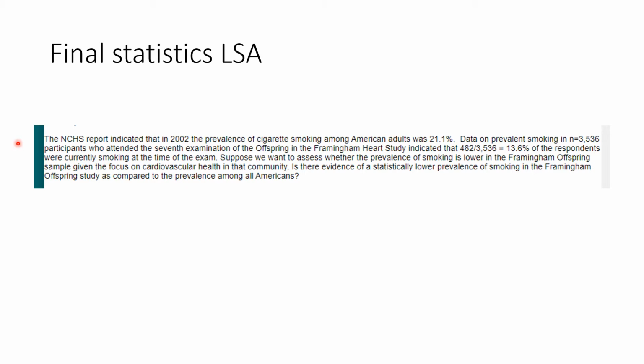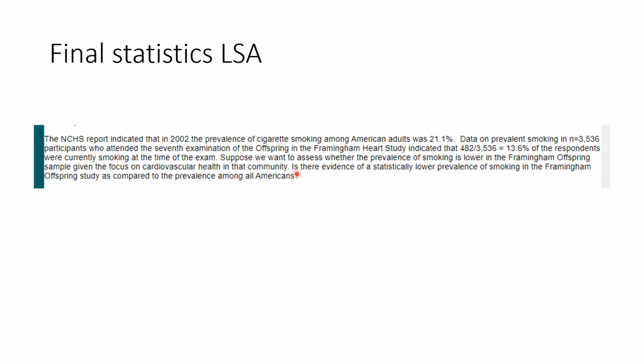The NCHS report indicated that in 2002, the prevalence of cigarette smoking among American adults was 21.1%. Data on prevalent smoking in N=3536 participants who attended the seventh examination of the offspring in the Framingham Heart Study indicated that 482 out of the 3,536, which is equal to 13.6% of the respondents, were currently smoking at the time of the exam.